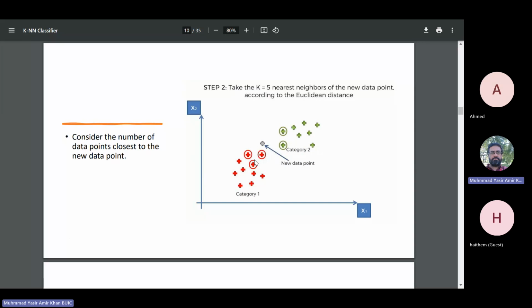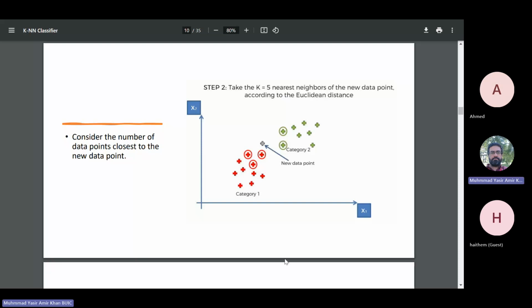So what do you conclude from this? The new data point should belong to which category according to KNN? One. Yes, exactly. It should belong to category 1 because 3 of the neighbors belong to category 1 and only 2 neighbors belong to category 2. So the majority of the K5 neighbors belong to category 1, and the minority belong to category 2. Therefore, this new point will be classified as belonging to category 1. So this is the purpose of this algorithm. It classifies the unknown data point to category 1 or category 2.